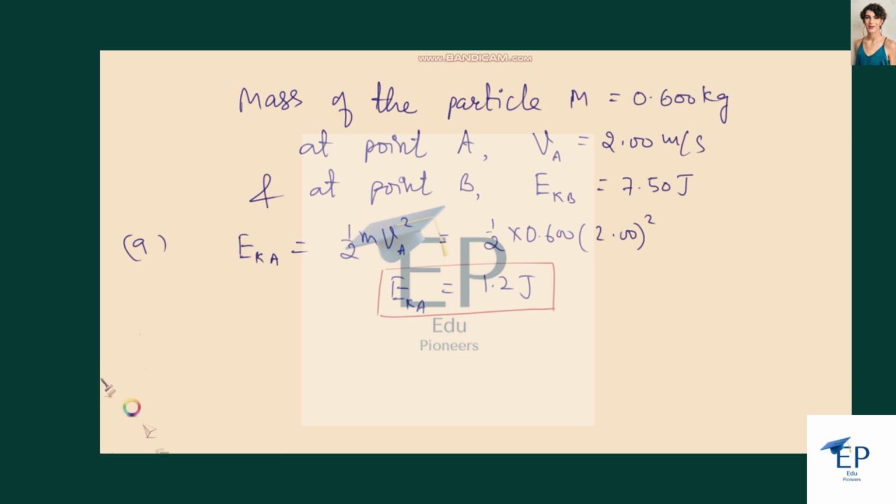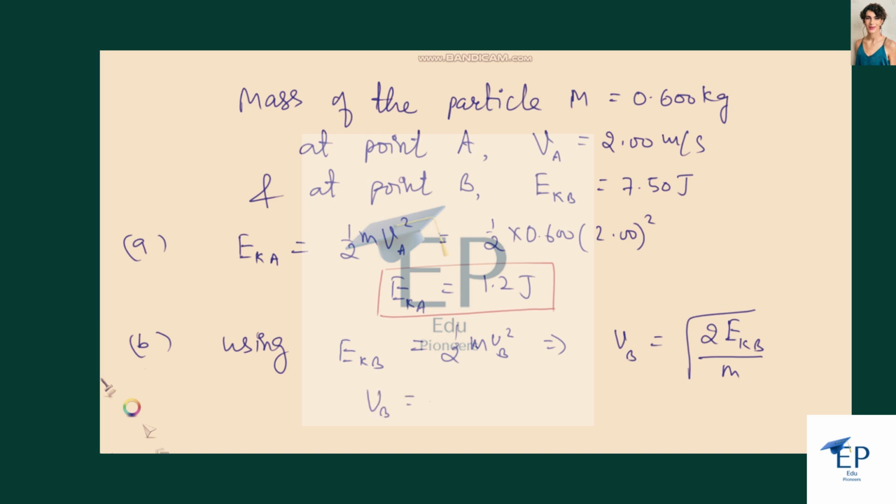Then in the second part of the problem, we have to find the velocity of the particle at point B. So using an expression for the kinetic energy at point B, that is half m into VB square, we get an expression for VB, and that will be twice the kinetic energy at point B divided by its mass, under a square root.